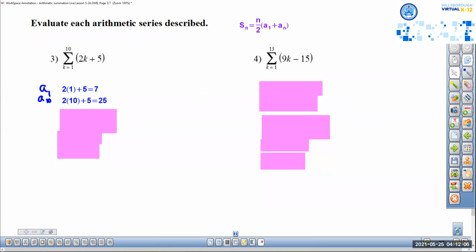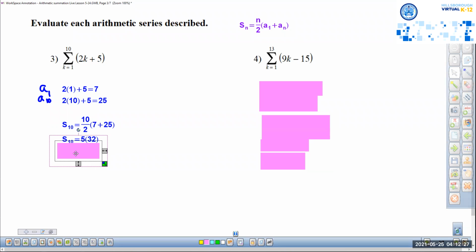And then use our formula for S sub n. So I'm going to have 10 divided by 2. My first term is 7. My last term is 25. And then simplify. 10 divided by 2 is 5. 7 plus 25 is 32. And 5 times 32 is 160.